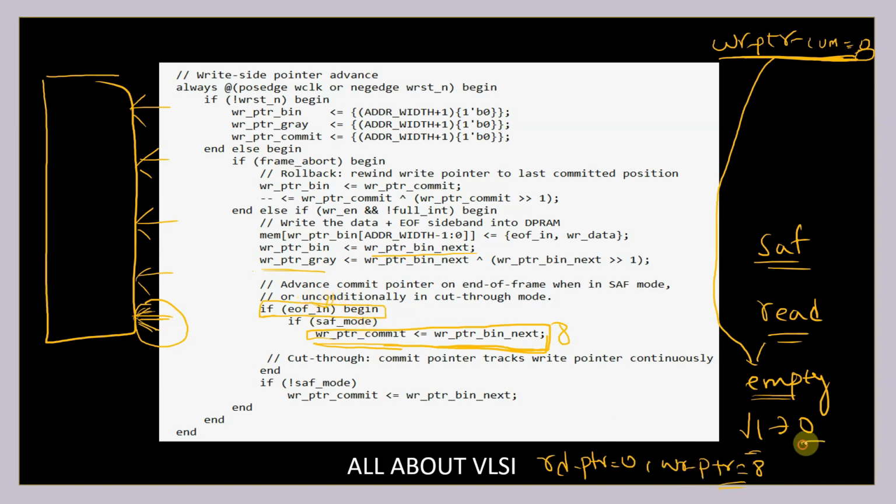Now what happens? Empty will now become 0, and then the MAC controller will issue the read enable, and it is going to increment this read pointer. This is how we are basically controlling this empty condition, right? But if we are in cut through mode, then what are we going to do? Then we are going to give write pointer commit equal to directly write pointer next. We are not checking for this end of the frame. So if we are working with SAF mode, then we are giving the write pointer commit this particular value if end of the frame is given. But if we are working in normal cut through mode, we are basically checking for this SAF_mode. If it is equal to 0, then we are going to give this particular value.